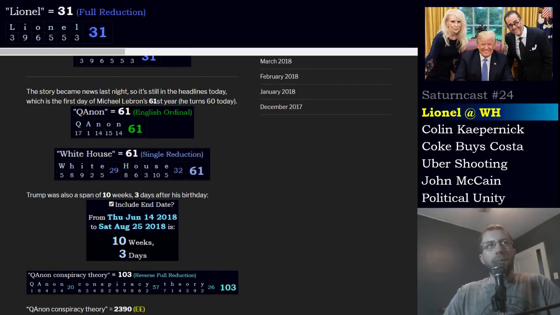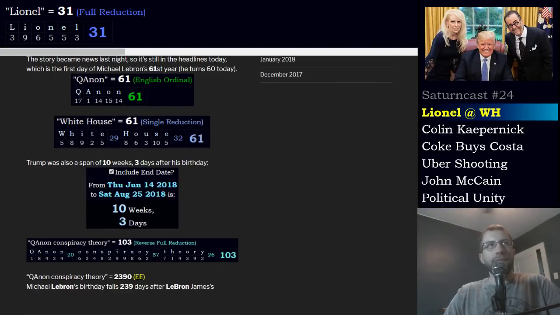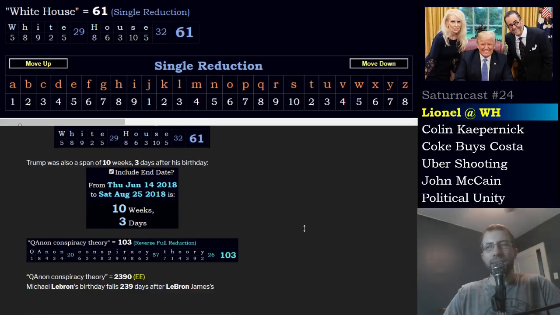One more thing to talk about is that the very next day, on August 26th, when we got this news, Michael LeBron turned exactly 60 years old, meaning he just began his 61st year alive. Using the alphabetic order, QAnon equals 61. This event was QAnon at the White House. White House also has Gematria of 61.